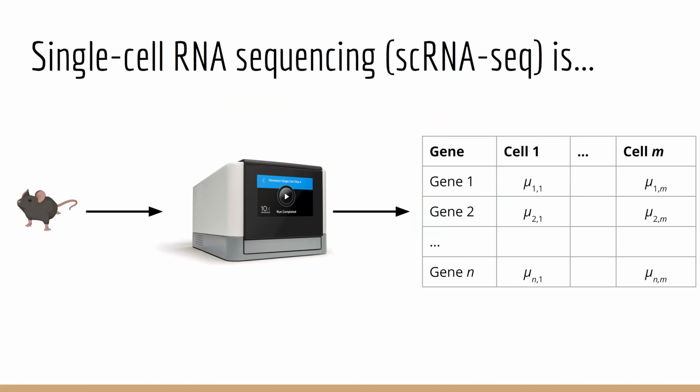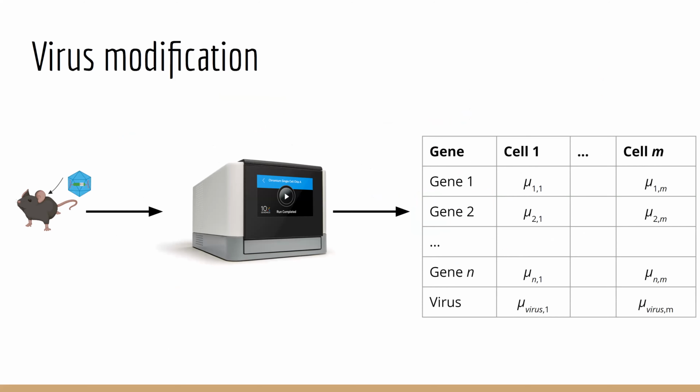So in a nutshell, single-cell RNA sequencing is you take a tissue from an animal, you run it through a machine, and you get this gene by cell matrix, which you can then use to figure out what kind of state each cell is in, what type of cell it is, and all the genes that are expressed in it. And what we want to do is make a slight modification to this protocol where you take a virus and inject it into the animal before running the procedure.